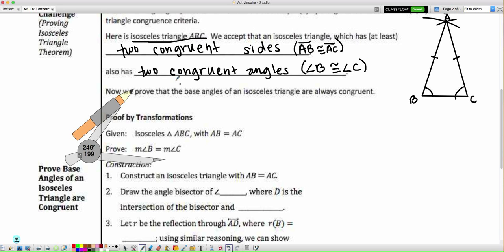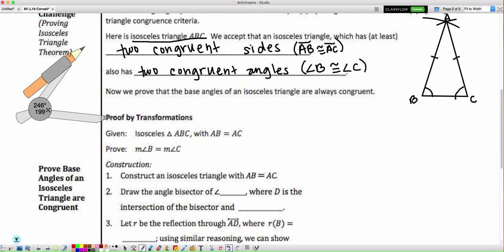So we already know that this is true. Now we're going to take a minute to prove that this is true, because before I just told you, hey, just so you guys know, these are the properties of isosceles triangles. So now we're going to take a minute to prove that.